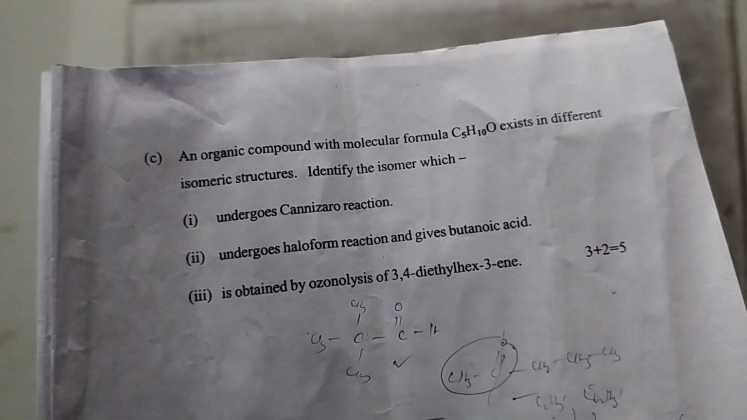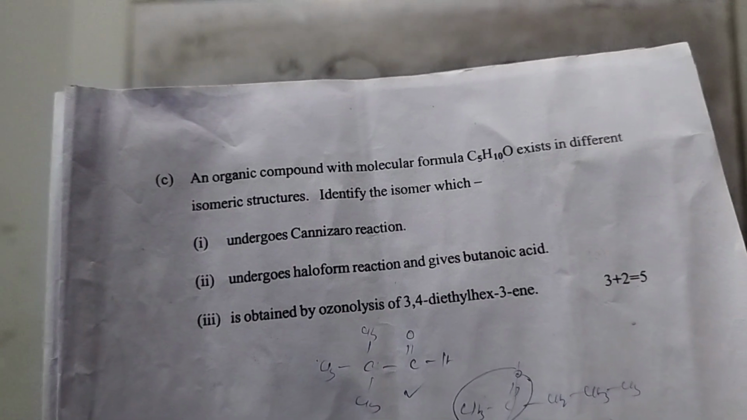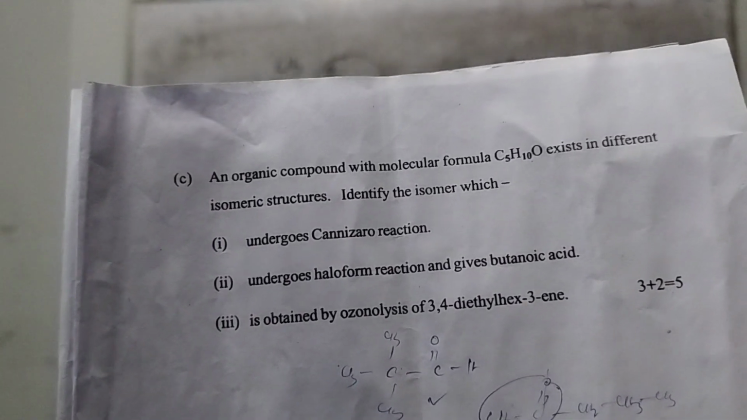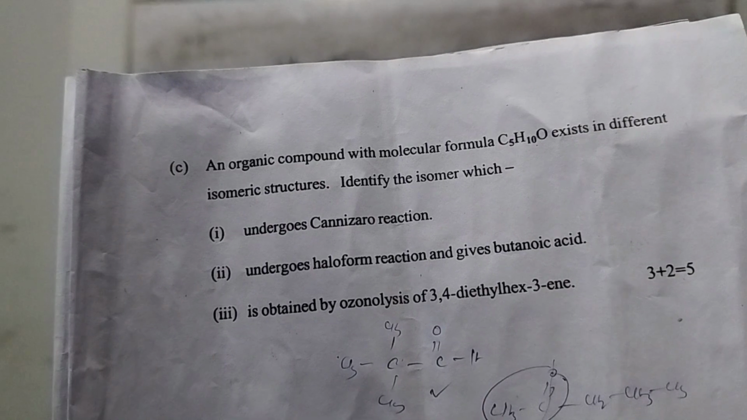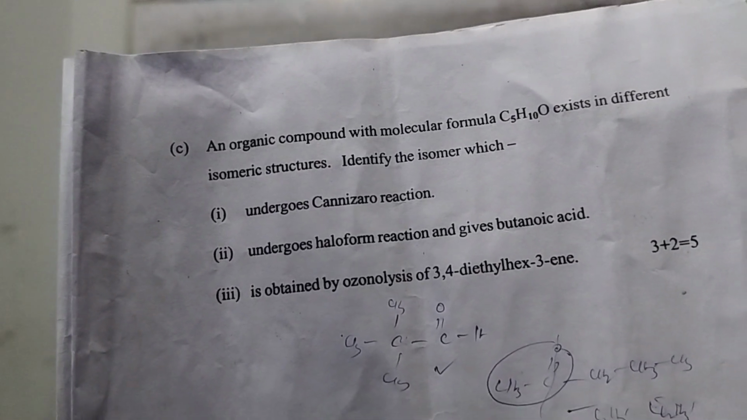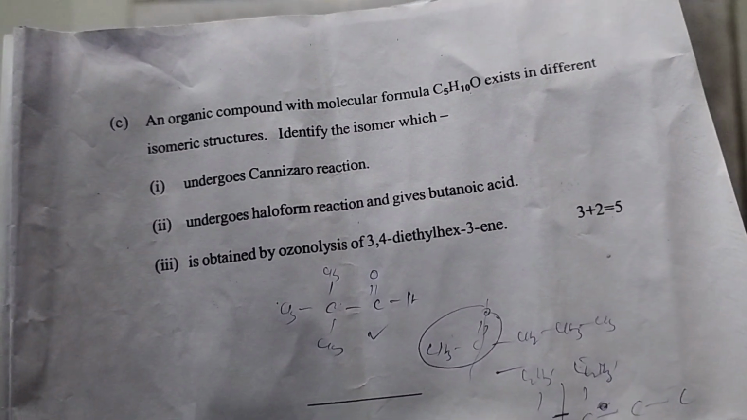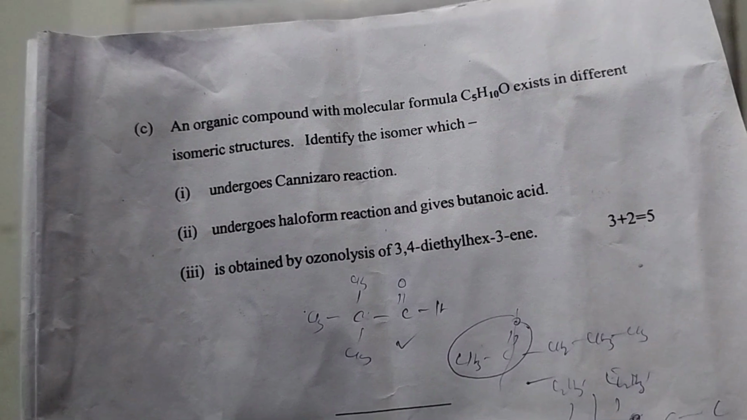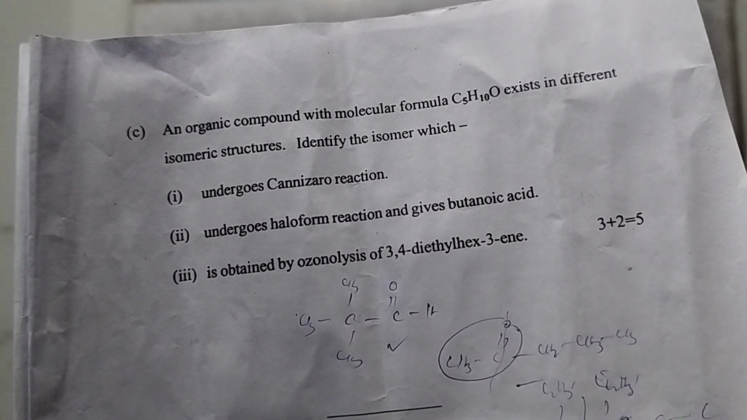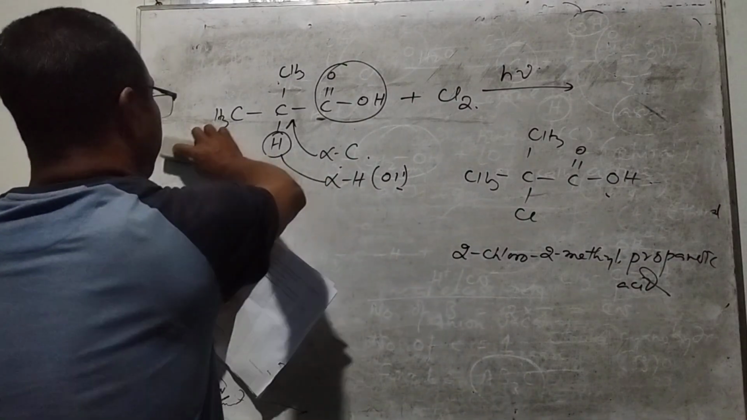So I show you here. The last question is: an organic compound with molecular formula C5H10O exists in different isomeric structures. Identify the isomer which, number 1, undergoes Cannizzaro reaction; number 2, undergoes haloform reaction, and it gives butanoic acid; number 3, is obtained by ozonolysis of 3,4-diethyl hex-3-ene. So let me give you the hints of this question.